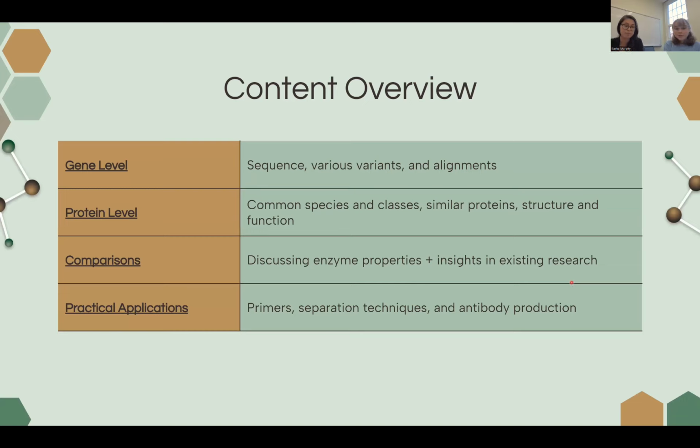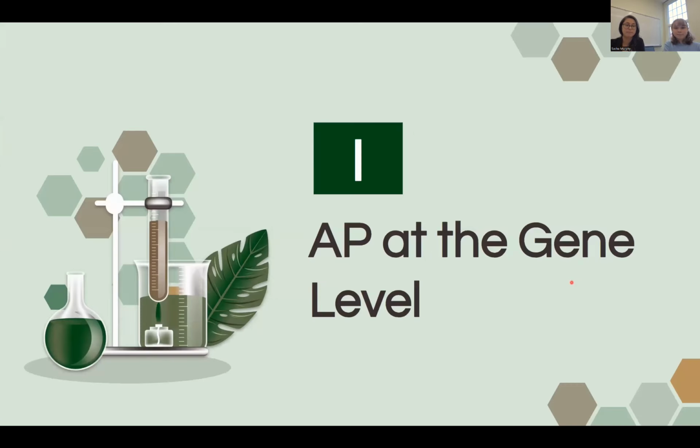So following that brief introduction, here's an overview of the rest of our presentation. We're going to talk about alkaline phosphatase at the gene level, followed by the protein level. Then we're going to make some relations to existing research, followed by a mention of some practical applications that can be used in the lab. So first, we're going to dive into AP at the gene level.